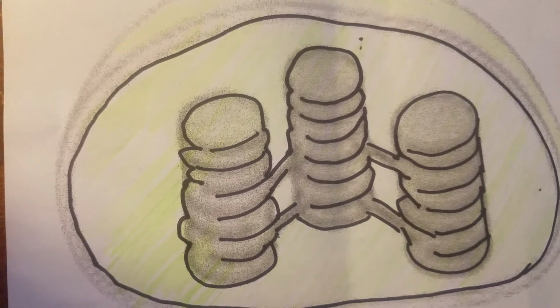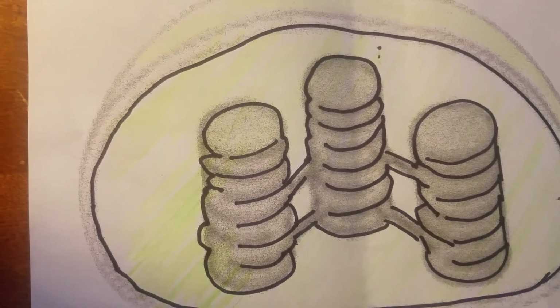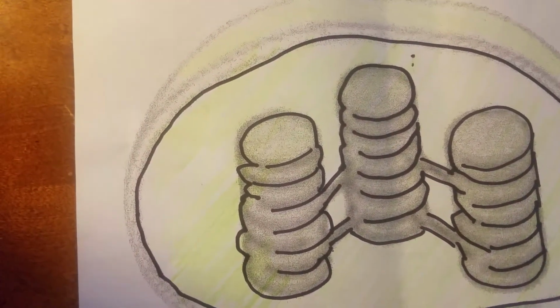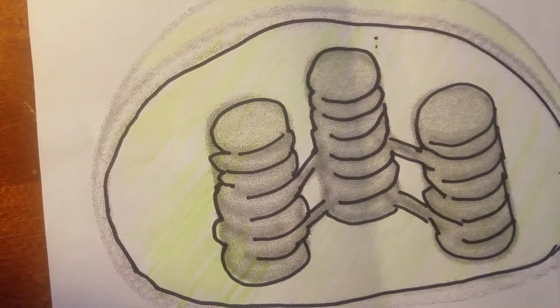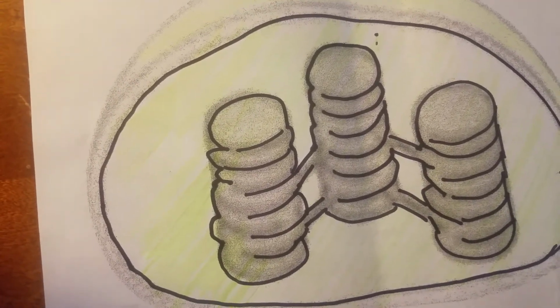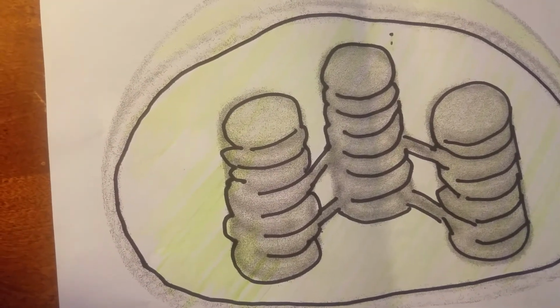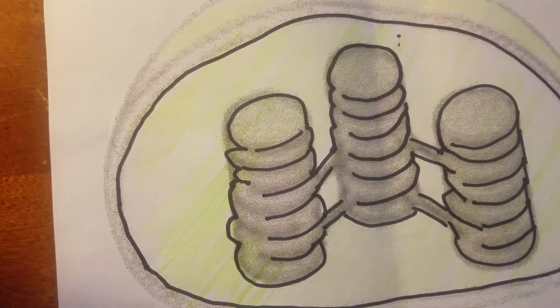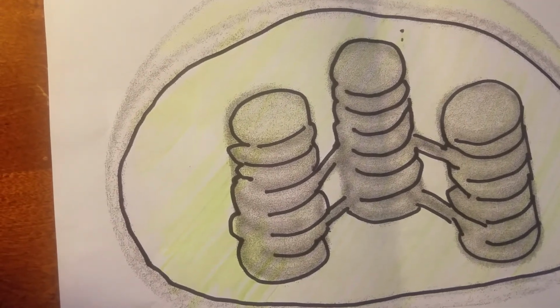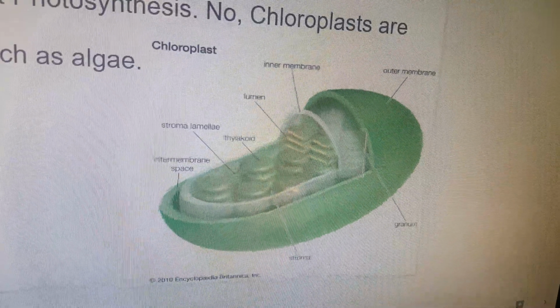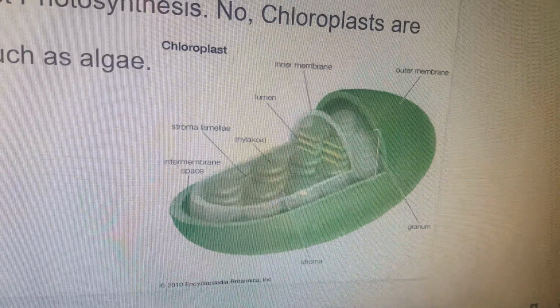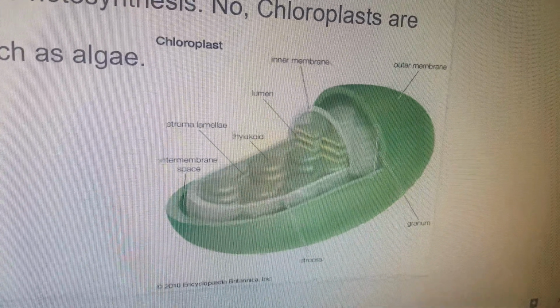Well, I meant, do the cells of all living things contain this part? No, they don't. Chloroplasts are only found in plant cells and some protists, such as algae. Here are some of the parts of a chloroplast right here.